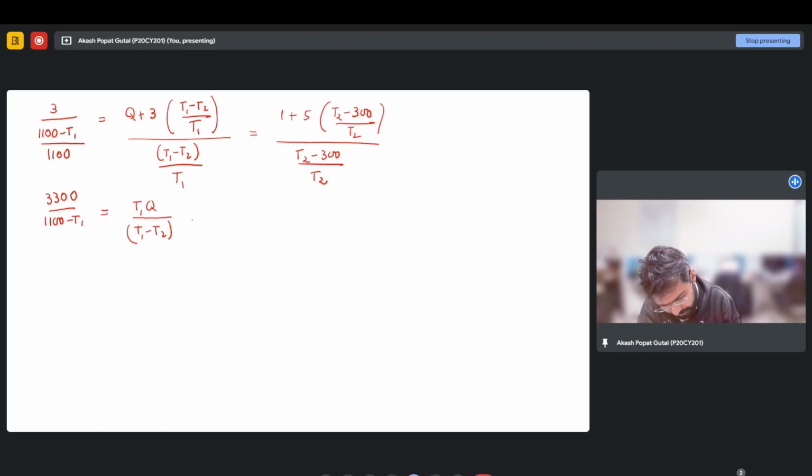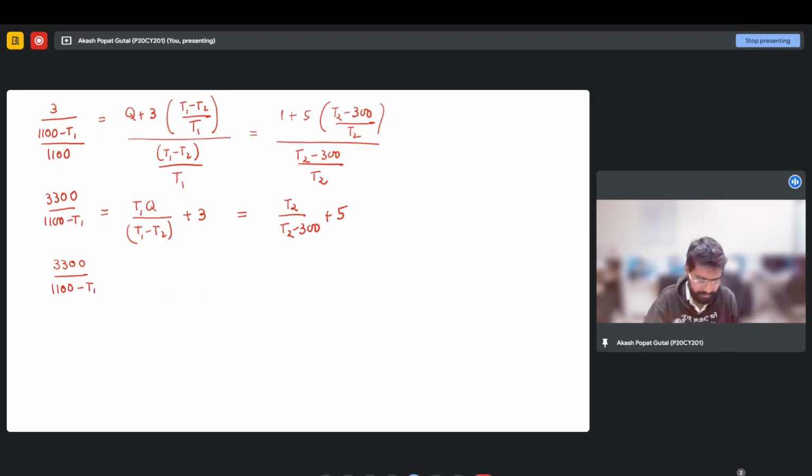Okay. And if you divide it, then it's plus 3, which for this thing also we can say is T2 by T2 minus 300, plus 5. Fine. Then let's simplify again. 300 by 1100 is T1. Let's take only two equations. I think Q is coming here.